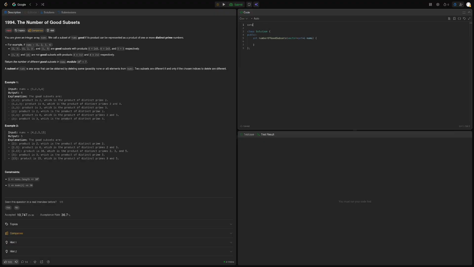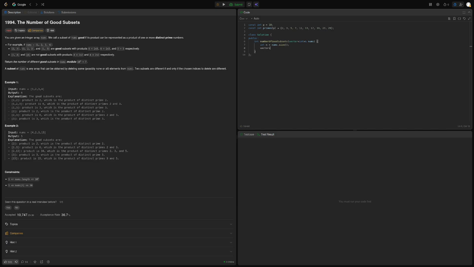const int p is 10, const int primes of length p is equal to 2, 3, 5, 7, 11, 13. Okay, let's not make it const. I mean, it won't change, so it can be const, I guess. 17, 19, 23, and 29, I think are primes. And I think there should be 10 of them. Yeah. So, let's grab the size of the nums.